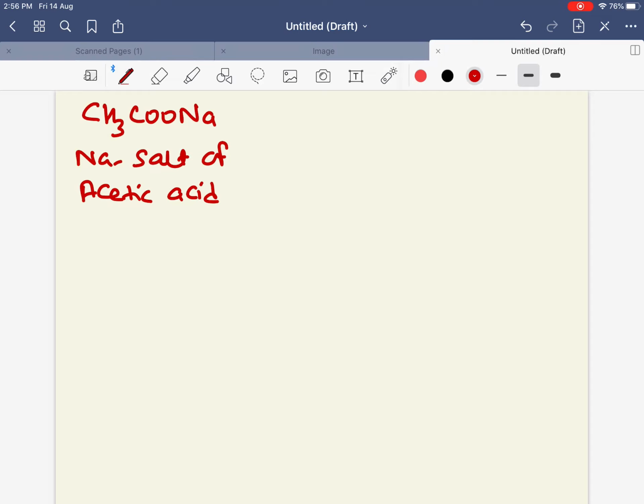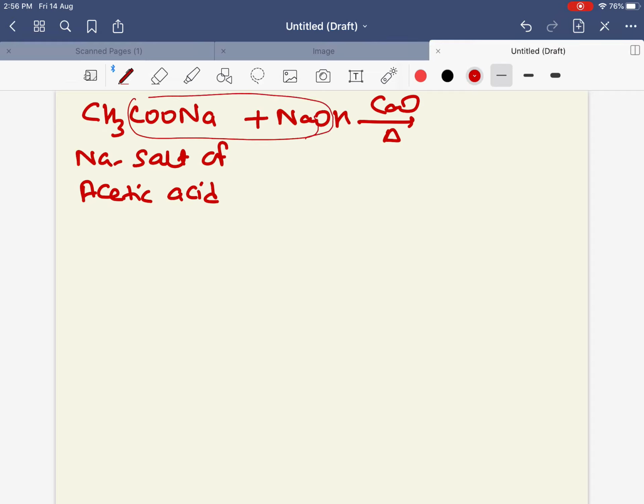When the sodium salt of acetic acid is reacted with alkali NaOH in presence of CaO and this mixture is heated, the byproduct obtained is Na2CO3, and the product obtained is CH4, that is methane.